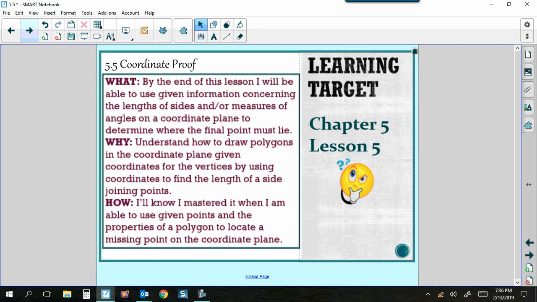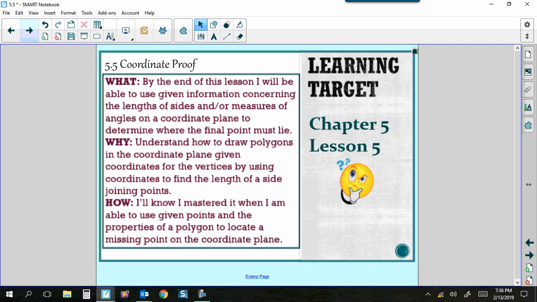So you have to know those properties again. You absolutely do. So why do you need to know this? Well, understanding how to draw polygons on a coordinate plane given coordinates for the vertices, by using coordinates to find the length of a side joining points, is going to be very important to understanding a little bit more about your different polygons and their properties.